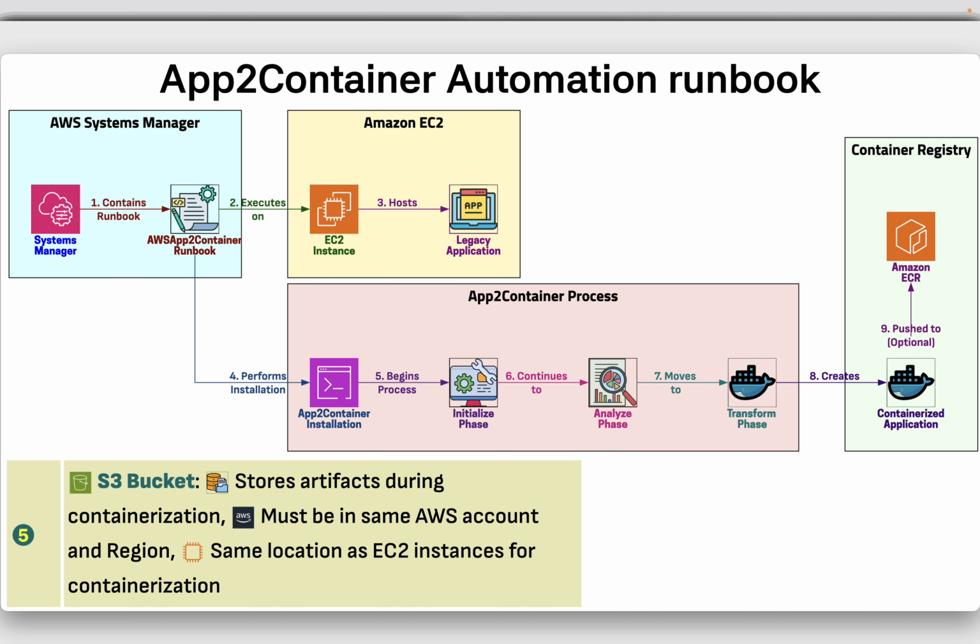Before you start the automation, you need to have an Amazon S3 bucket. This bucket will be used to store the various artifacts that are created during the containerization process. And it is important that this S3 bucket is in the same AWS account and the same AWS region as the Amazon EC2 instances you are planning to containerize.